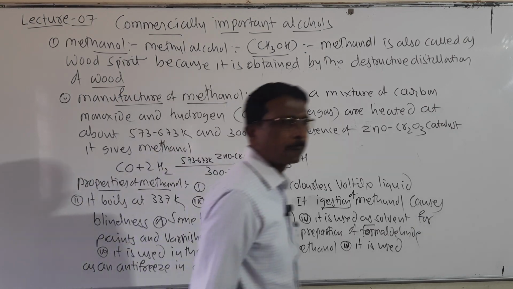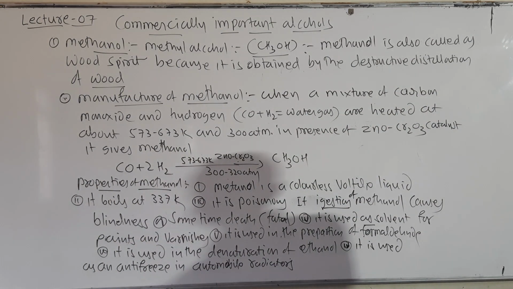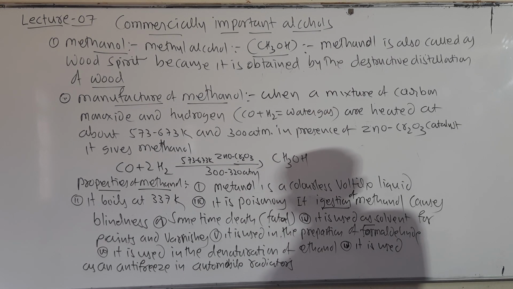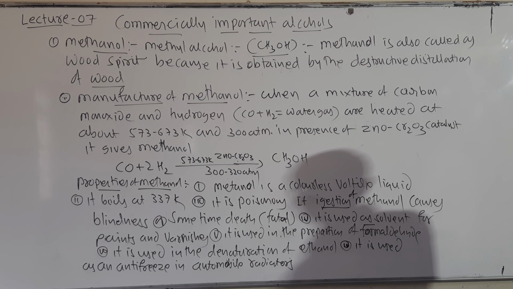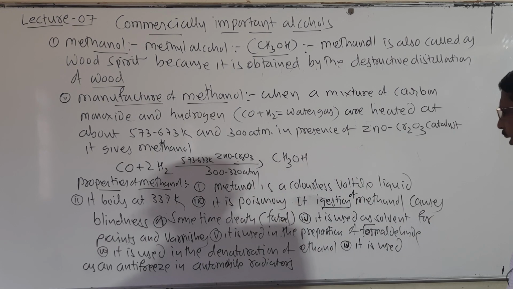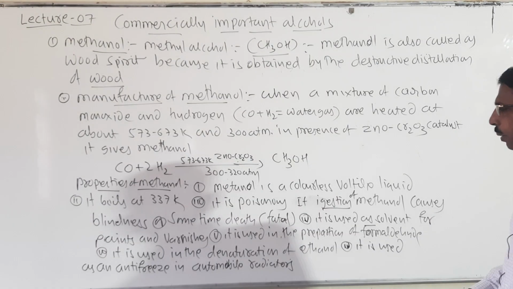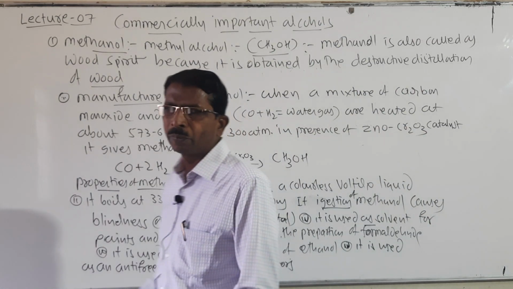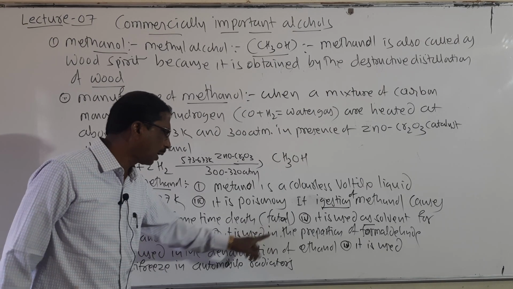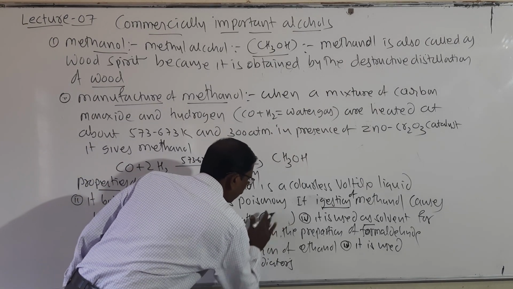Look here students. So here it is, the properties of methanol. Methanol is a colorless volatile liquid. It boils at 337 Kelvin. It is poisonous. Ingestion of methanol causes blindness and sometimes death. It is fatal.